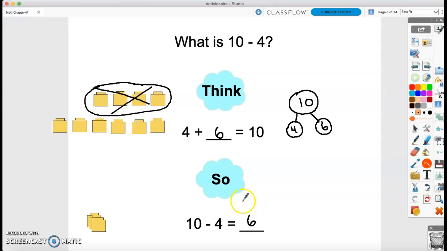So I'm going to do some arrows here. So look at what happened. Our answer starts us off because it's the whole, and we always have the whole when we subtract. That starts us off. One of my parts is what I subtracted, and my other part is my difference, my answer.